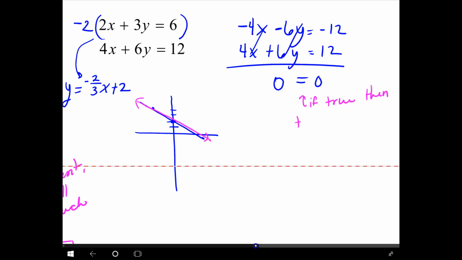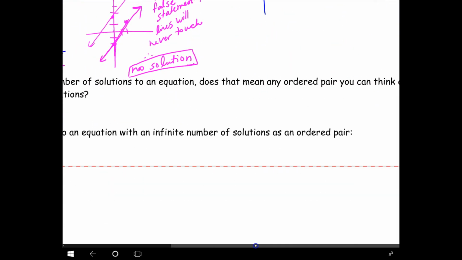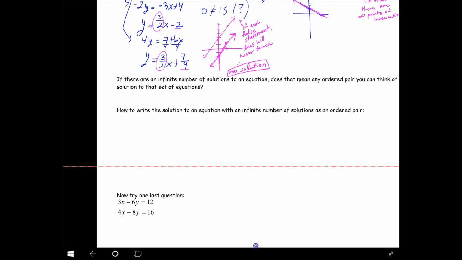then there are infinite points of intersection. So there are technically infinite solutions, but we can't just say negative infinity to infinity because they are solutions that match this specific line. So down here below, I have how to answer each of these questions.